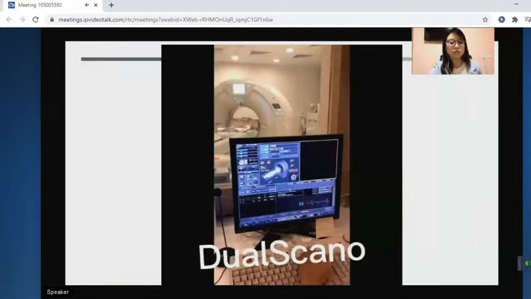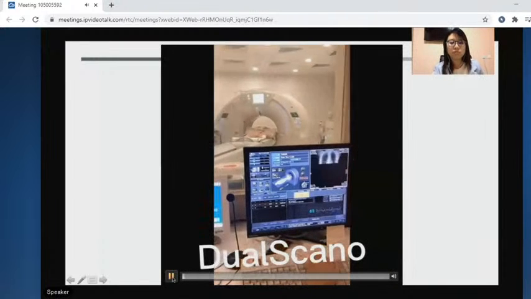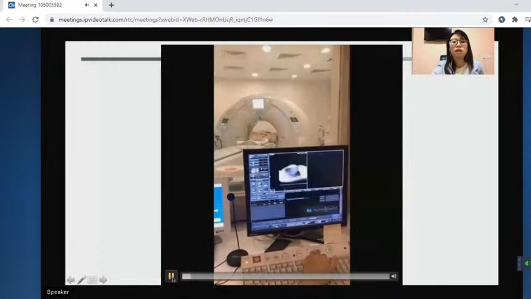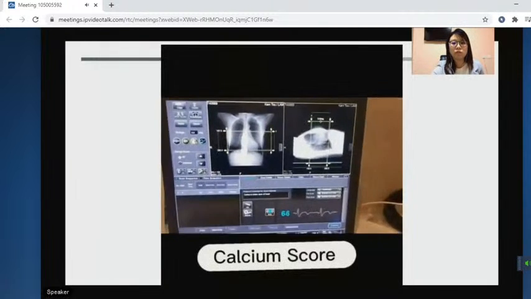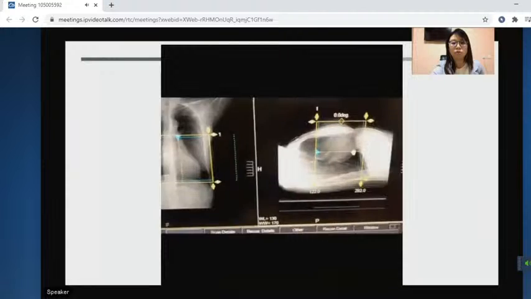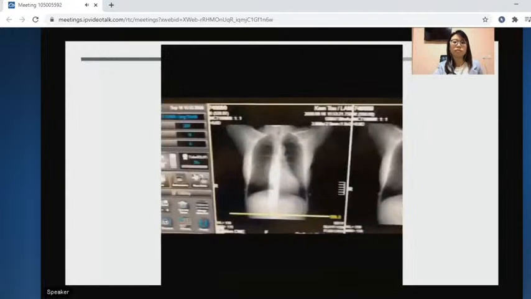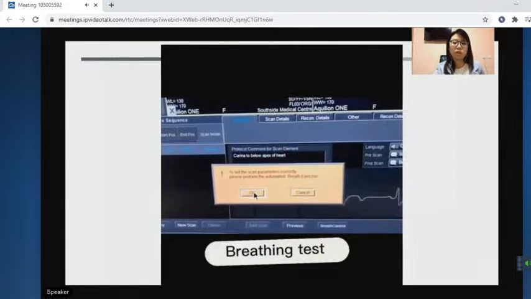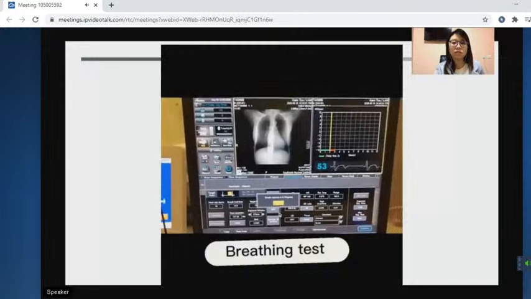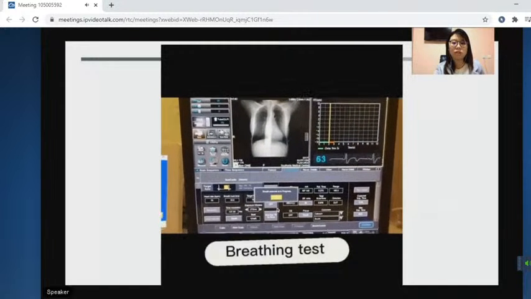And this is a video to show how our procedure is done. It is a little bit quick, but I will explain throughout the video. We scan the scanogram in AP and lateral and plan our calcium score. Do the breathing exercise, breathing tests, to make sure the heart rate is stable.